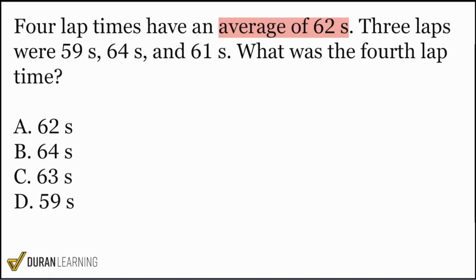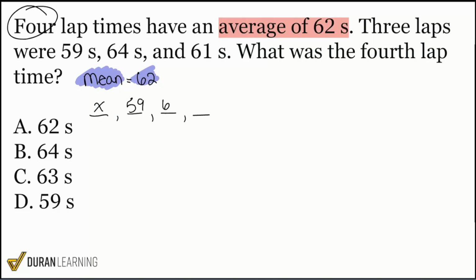My party people, help me out. Average is another way of saying what? Average is another way of saying mean. Absolutely. So we know here that our mean equals 62. Something we should definitely highlight, that our mean is 62. And then we have 4 values, because again, it says 4 lap times. So we have 1, 2, 3, and 4, using an X for the one that we're missing. And we have 59, 64, and 61.